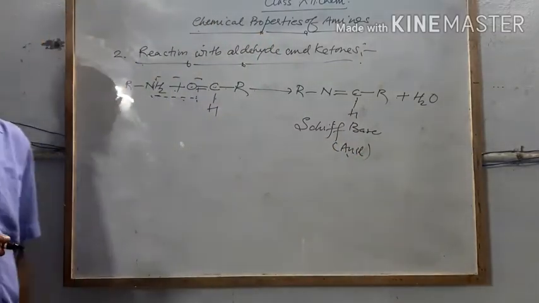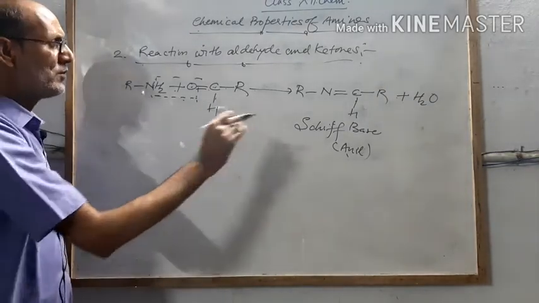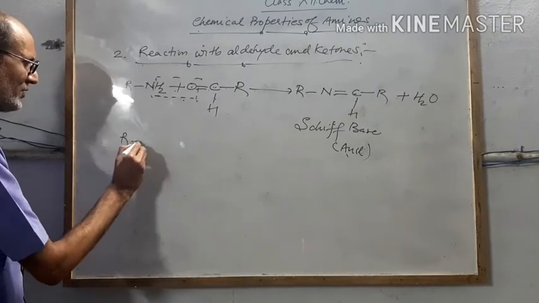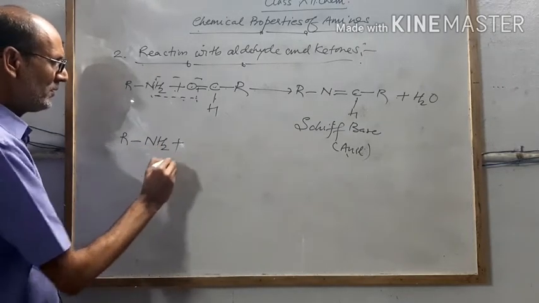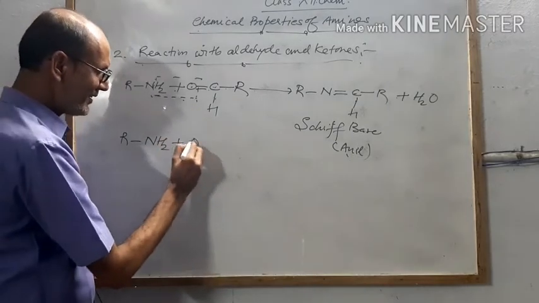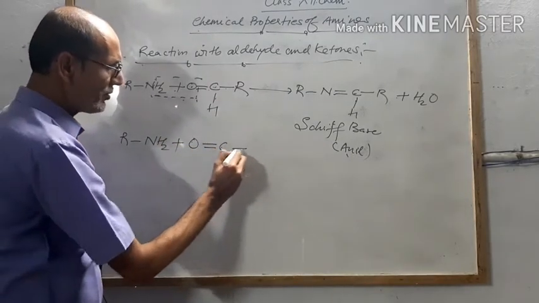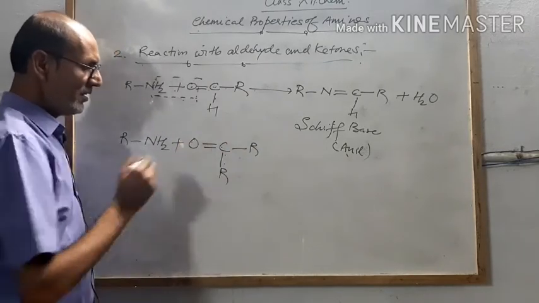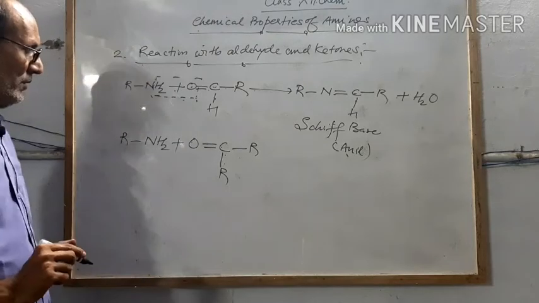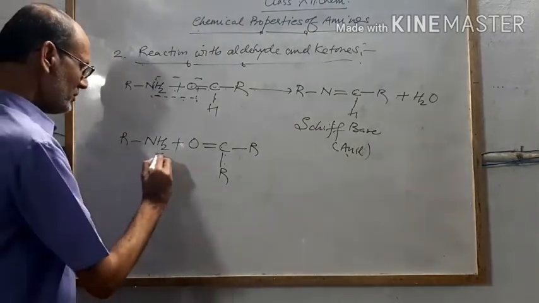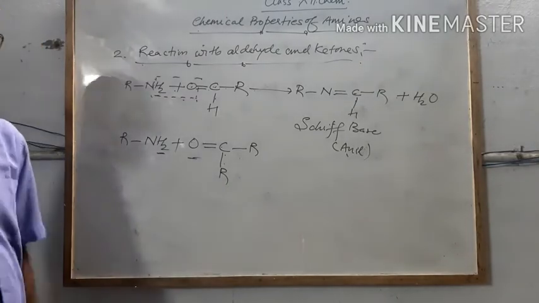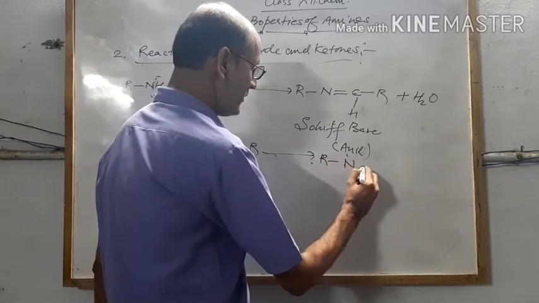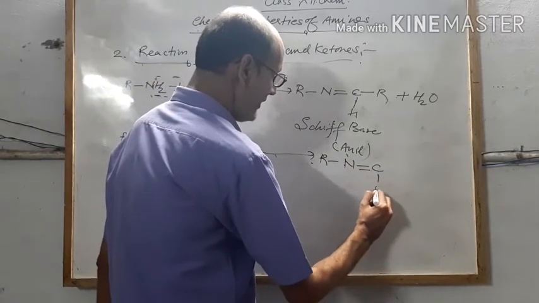In case of aldehyde and ketone, in both the cases the reaction will be the same. I am writing for the ketone, R single bond NH2, and this is the ketone. What is a ketone? When the carbonyl group, that means this carbon, has both bonds attached with alkyl group or aryl group. So this H2 and oxygen are removed, giving single bond N, double bond C, R.